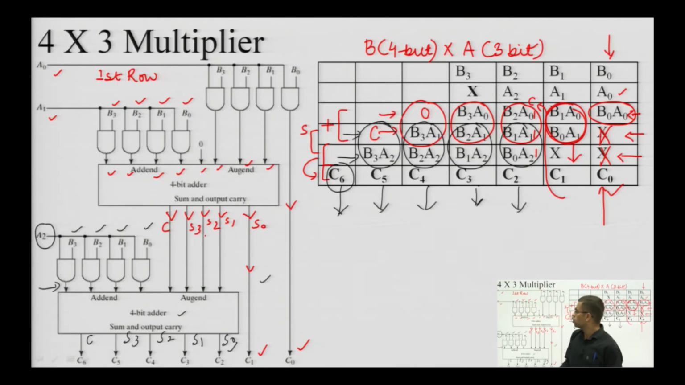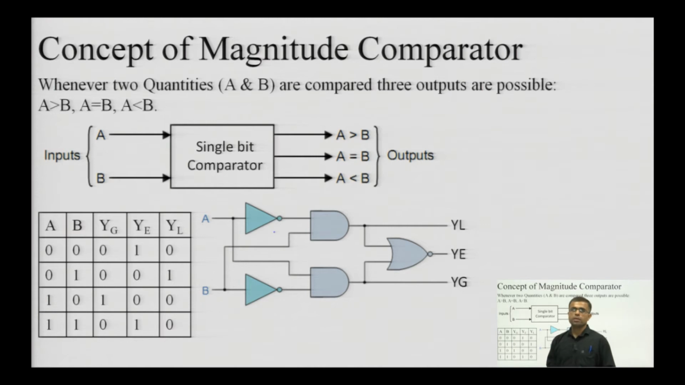Okay. So, with this we come to the end of the multiplication concept and now we will cover another concept for today's lecture, which is the concept of magnitude comparator. That means we will be comparing 2 numbers and deciding whether one is greater than the other, smaller than the other, or both are equal.